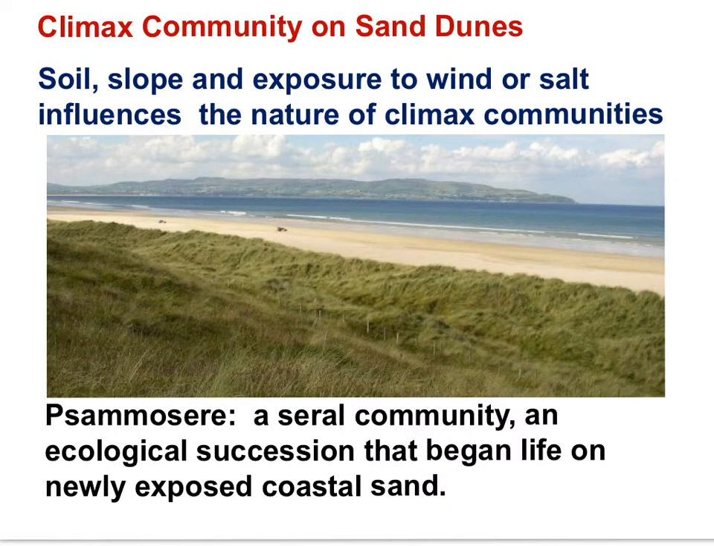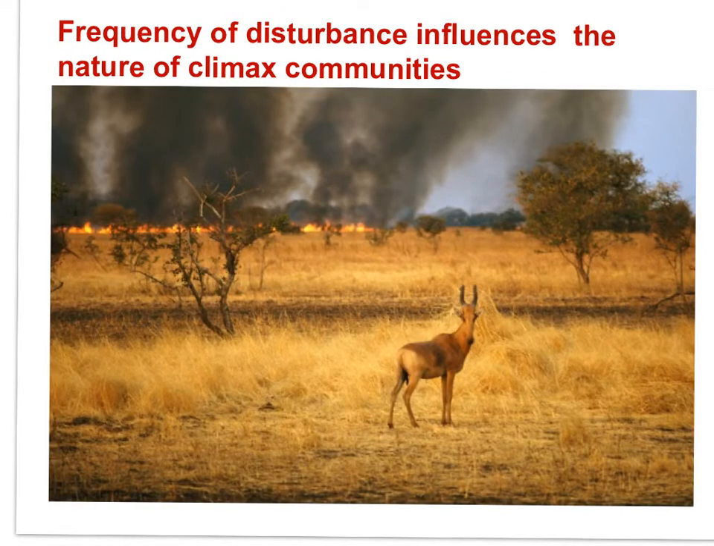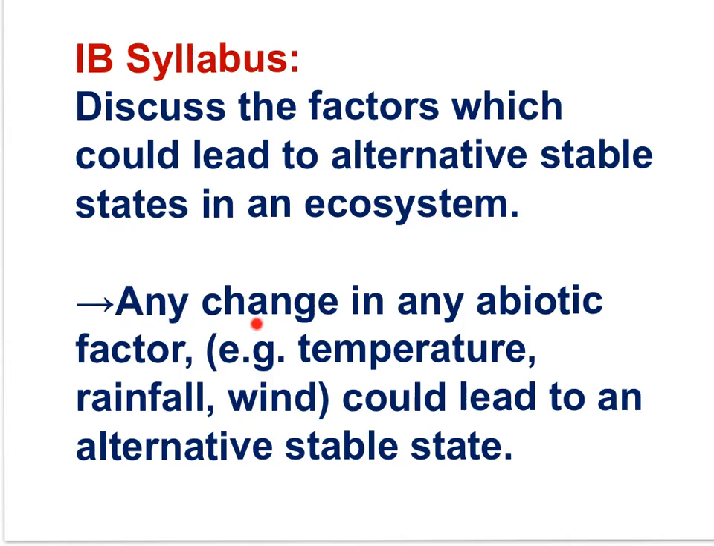In this photograph, we can see the occurrence of fire on the savanna. The frequency of disturbance, such as fire, influences the nature of climax communities. Is fire a regular occurrence or is it infrequent? Has the occurrence of fire been regulated or managed by people? Any change in any abiotic factor could lead to an alternative stable state. You need to be able to discuss the factors which could lead to alternative stable states in an ecosystem.